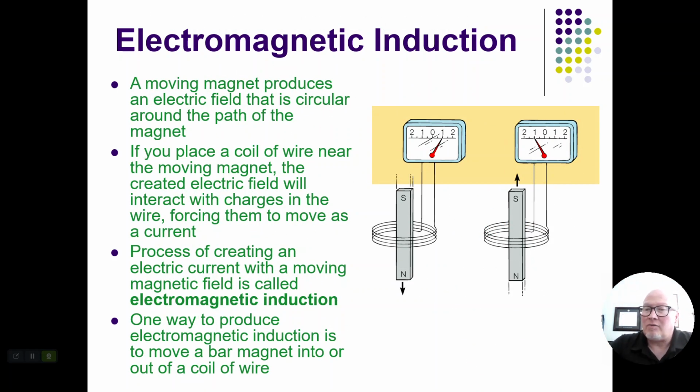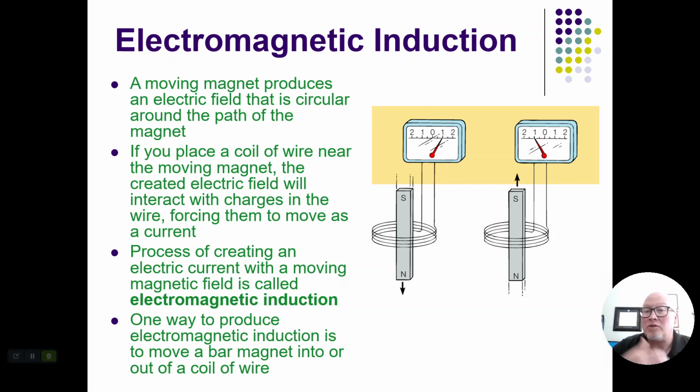Not only will moving electrons create a magnetic field, but moving magnetic fields create an electrical current. So if, for instance, we were to take a loop of wire connected to an ammeter, we could move a magnet up and down through this coil of wire and actually create an electrical current. This is called electromagnetic induction.